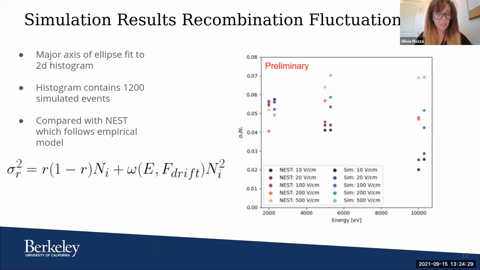Finally, the recombination fluctuation was derived by finding the length of the major axis of a fitted ellipse corresponding to 1 standard deviation of particle recombination versus escaped particles, that 2D histogram I previously showed you. This value was then divided by the average number of ions present for each energy deposition and external field. As shown on the slide, recombination fluctuations in the sim are demonstrated to be within reasonable agreement of NEST values at energies as low as 2 keV.